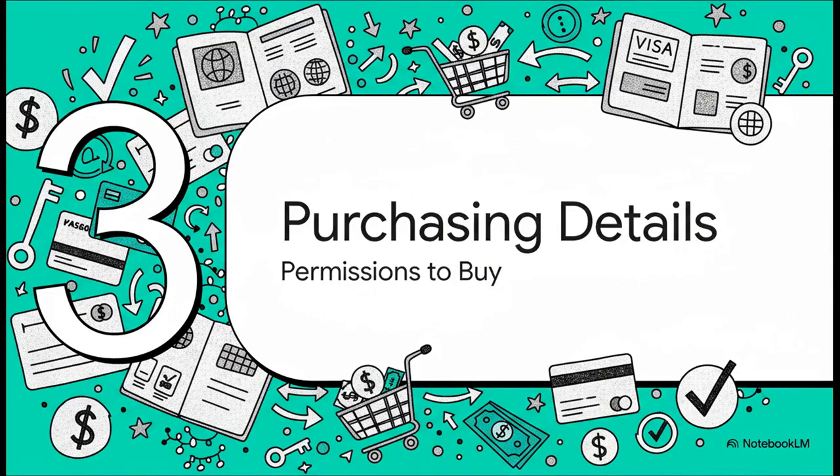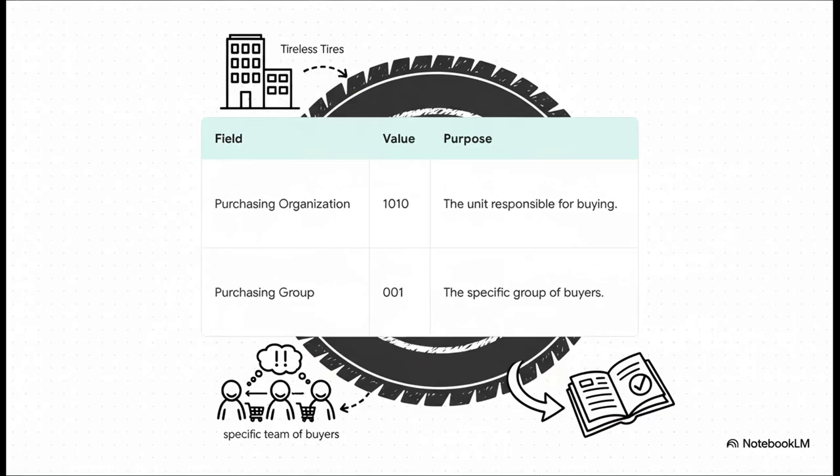Okay, their financial identity is all set up. Now it's time to add the visas to their passport. These are the specific permissions our teams need to actually start buying things from them. Let's get into the purchasing details. So what we're doing here is basically deciding who in our company gets to shop at Tireless Tires. We specify the purchasing organization, that's the whole department, and then the purchasing group, which is the specific team of buyers. This makes sure that only the authorized people can actually place an order.